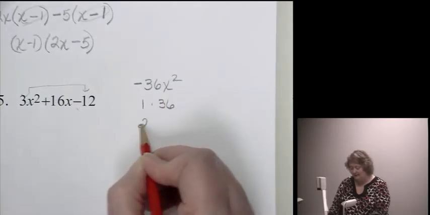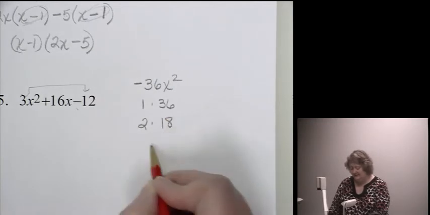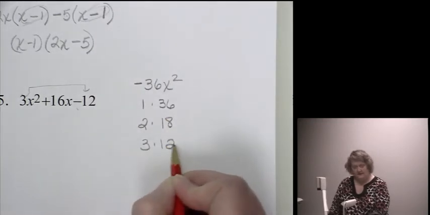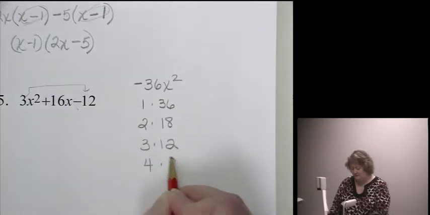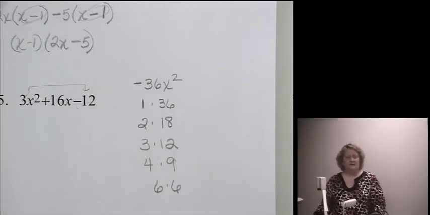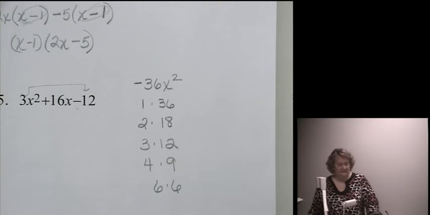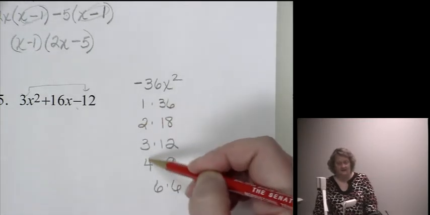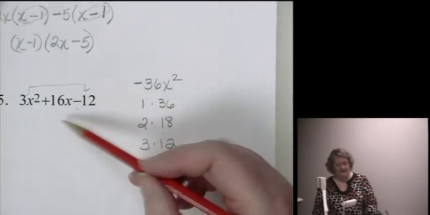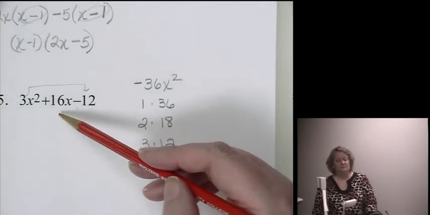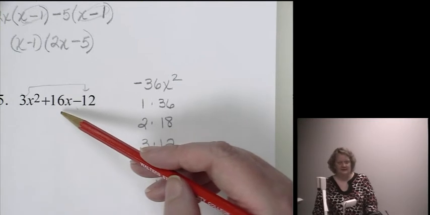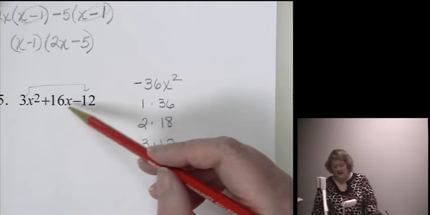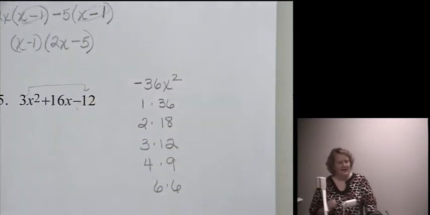We get 1 and 36, 2 times 18, 3 times 12, 4 times 9, and 6 times 6. Now remember, in this case, we've got to multiply to get a negative. To multiply to get a negative answer, one of these has to be positive and the other one has to be negative. So that means instead of adding these terms to get 16, we're going to subtract these terms to get 16. So when that last term's negative, we think subtract.